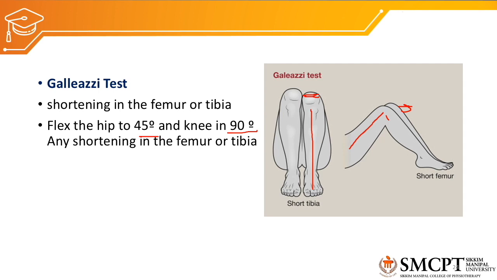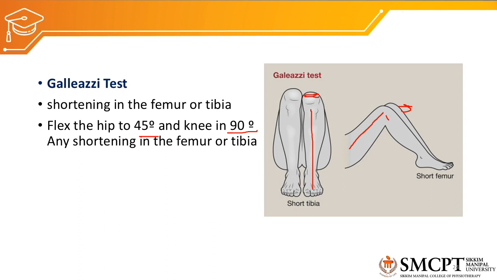The first technique was the apparent limb length measurement, which is measured from the umbilicus to the medial malleolus. The second measurement technique is from the ASIS to the medial malleolus. That is called the true limb length measurement. For that, we need to square the pelvis first. What do we mean by squaring of the pelvis? We need to check the alignment of the ASIS with each other. For that, we measure the distance of the ASIS from the umbilicus and from the greater trochanter of the femur.